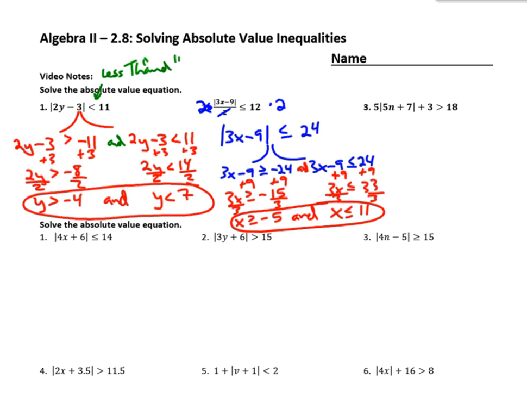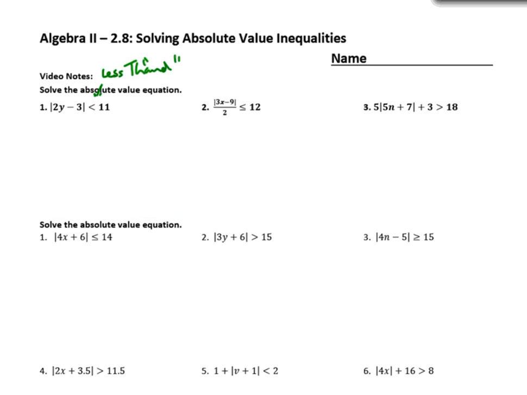Problem number 3, we need a little bit more space here, so let's get some space. My first step is to get the absolute value by itself. So I want to subtract 3 first. Subtract 3 from both sides. So I get 5 times the absolute value of 5n plus 7 greater than 18 minus 3, which is 15.